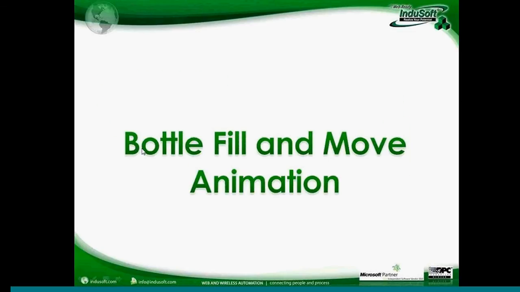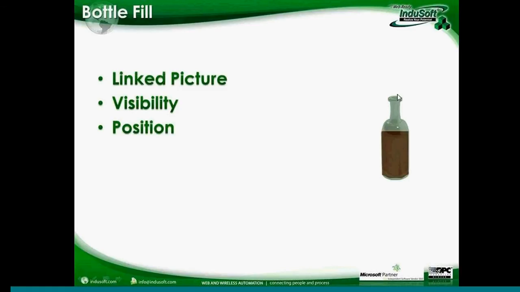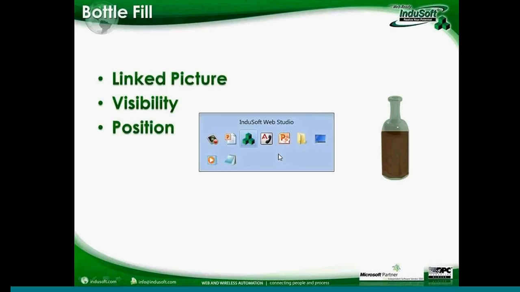So what am I going to do for this? I'm going to import a linked picture that's this bottle. Using the new features coming up in Service Pack 2, I can adjust the transparency or visibility on that bottle picture, and then I'm going to put a filled polygon behind it and fill it like it's being filled with wine or chocolate sauce or something that's dark red or dark brown. And then we're going to move it all across the screen. So let's go ahead and get started on that.